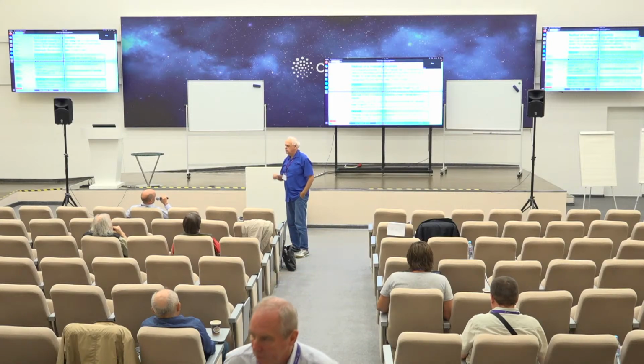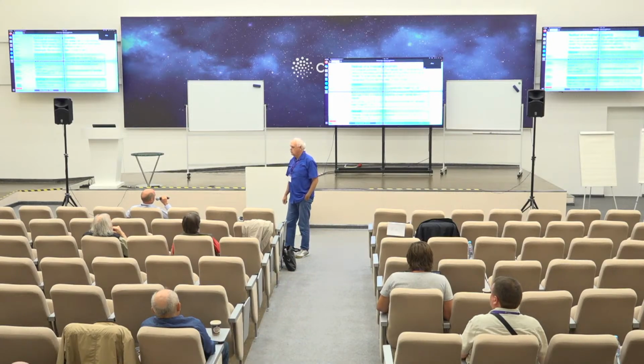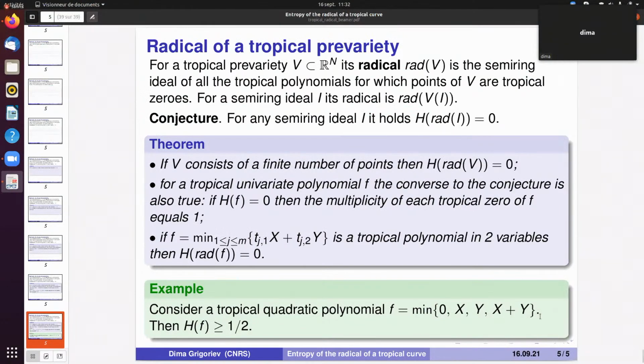Is it possible to compute the entropy of the radical of a hyperplane, of a tropical hyperplane in a given dimension, not necessarily two? Well, look, this is even in this simplest case, which is indeed what you're asking. It's a tropical hyperplane, so given by a single polynomial. I don't know the answer. Well, I believe that it's exactly 1/2, but I know only the lower bound, as I say.